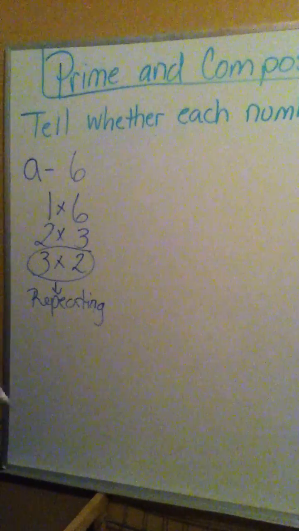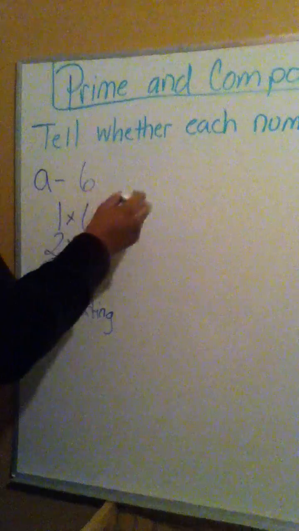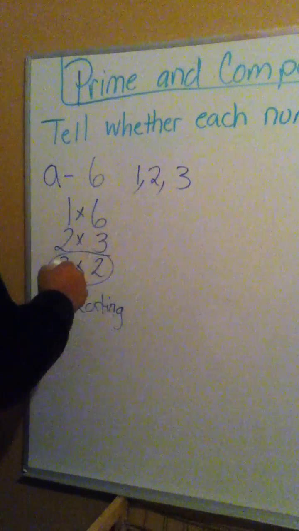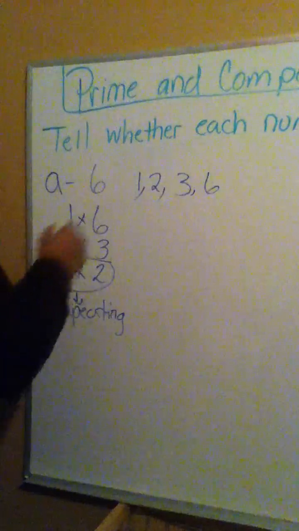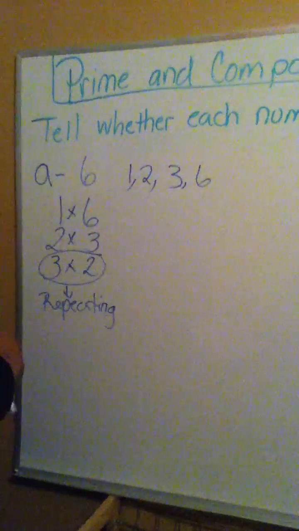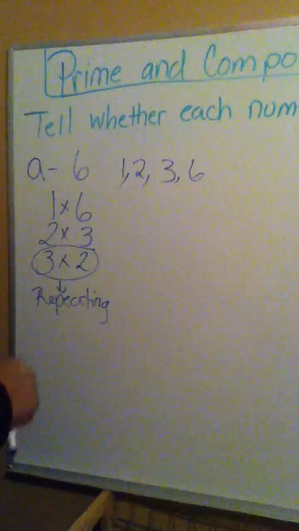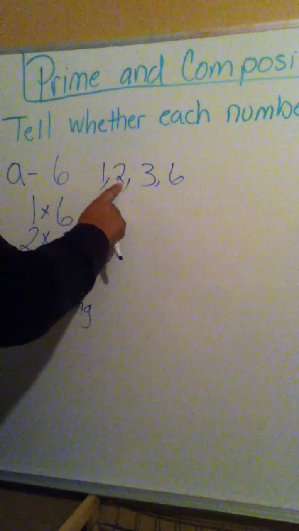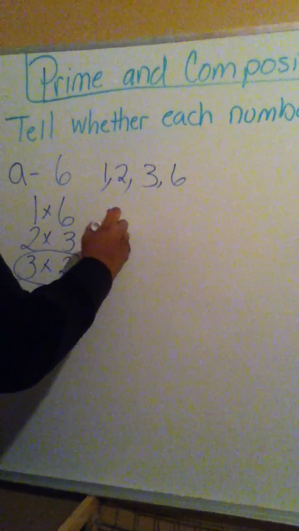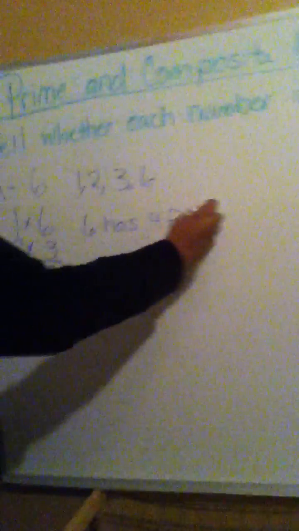The next step is to put our factors in order from least to greatest. I'm going to start here. 1, 2, 3, 6. Notice I didn't write these again because we already have 3 and we already have 2. We do not need to put them twice. Now I'm going to count my factors. 1, 2, 3, 4. I'm going to write a statement. 6 has 4 factors.